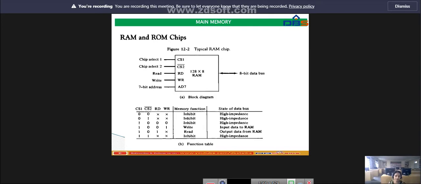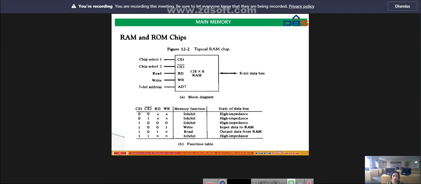When CS1 is equal to 1 and CS2 is equal to 0, the memory can be placed in write or read mode. CS1 means chip select 1 and CS2 means chip select 2. With CS1 given the value 1 and CS2 given 0, the memory can be placed in a write or read mode.